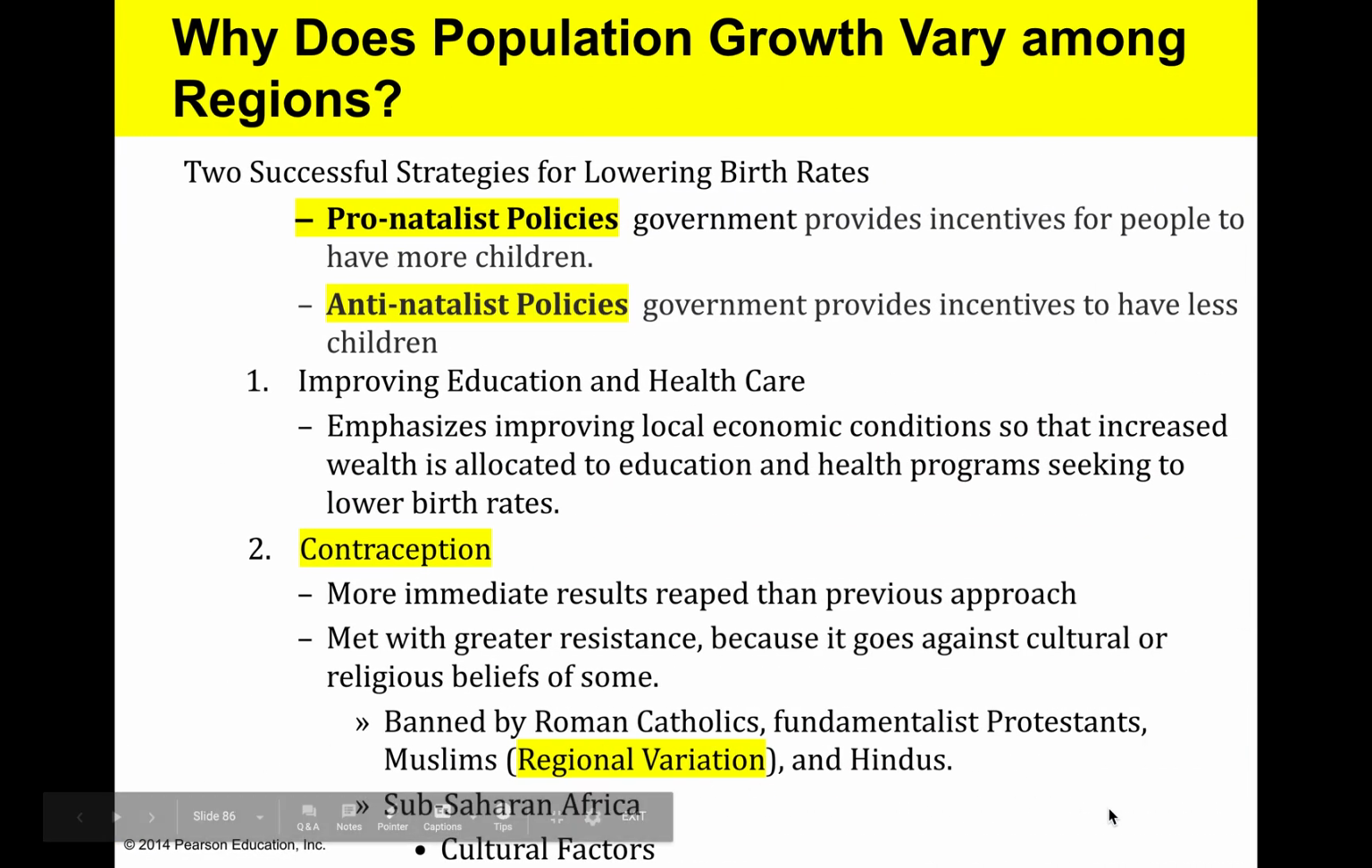All right, pro-natalist policies and antinatalist policies. Pro is governments encouraging women to have children. Anti is encouraging women to have fewer children. Some of the ways they do this: improving education and healthcare. That's an antinatalist policy. Contraceptives are another way to control population. So, antinatalist policy.